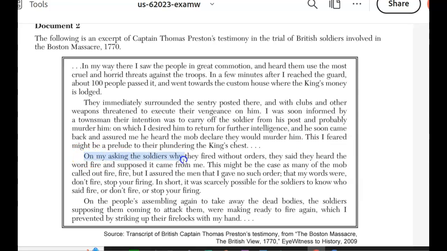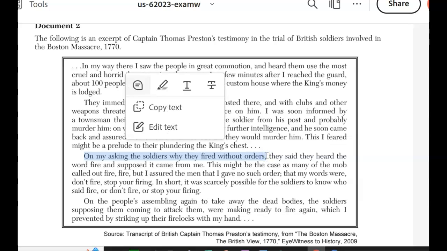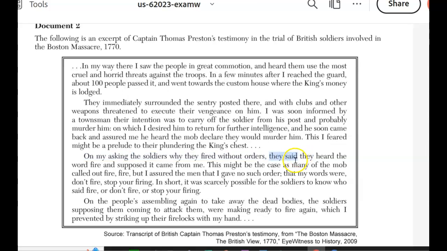On my asking the soldiers why they fired without orders, so bang, the guns go off, bunch of people dead. Captain Preston then goes to the soldiers and says, why did you shoot? Who told you to shoot? They said they heard the word fire and supposed it came from me.